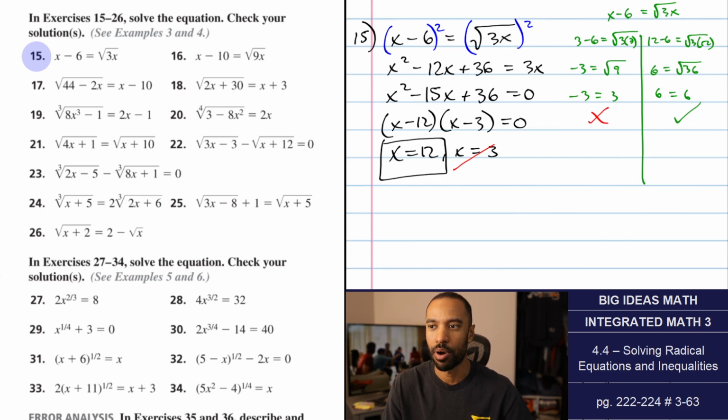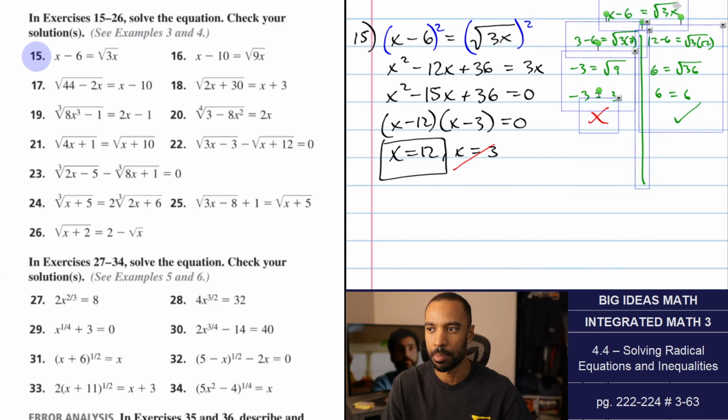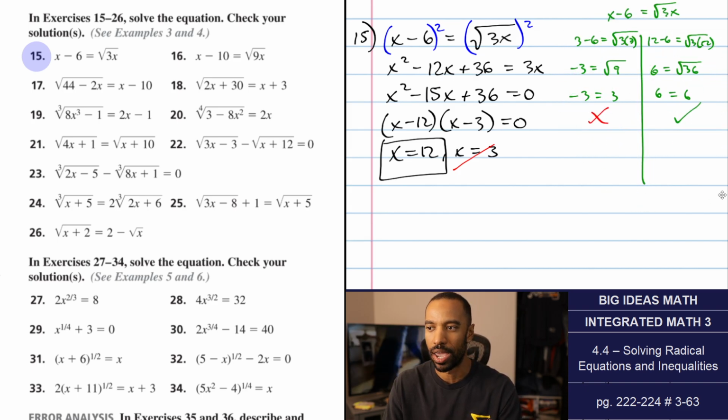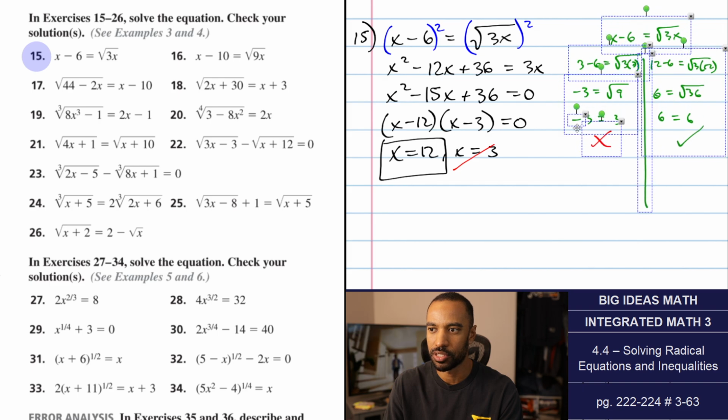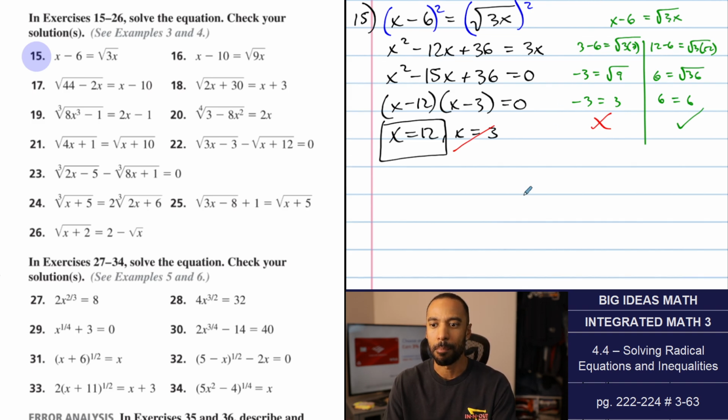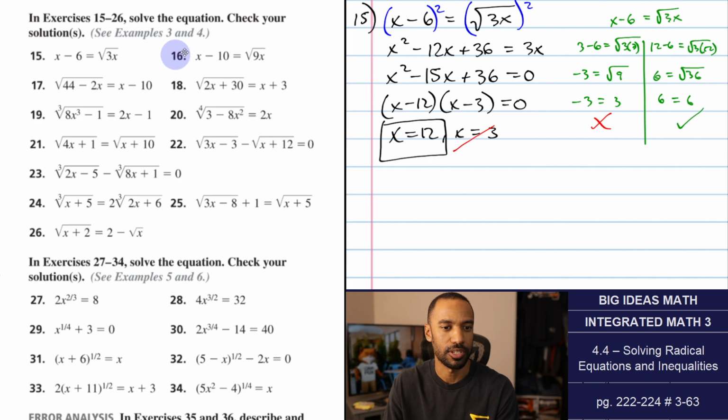So like I said, I'm probably going to do more mental work on some of these, or fewer steps written, just so I'm not bogged down by way too much work that I'm doing outside of this. Do your best to do as much as you feel you need to, but expect extraneous solutions on many of these problems, if not all of them. Who knows? They really probably want you to test them.